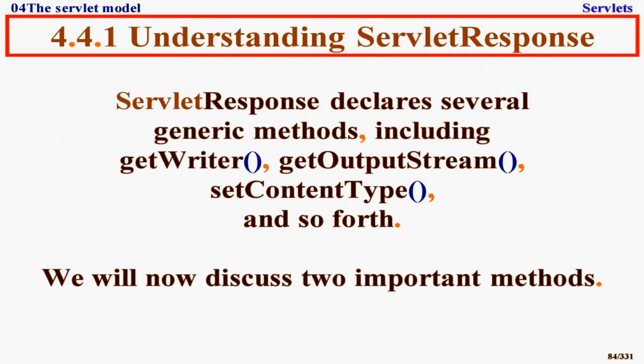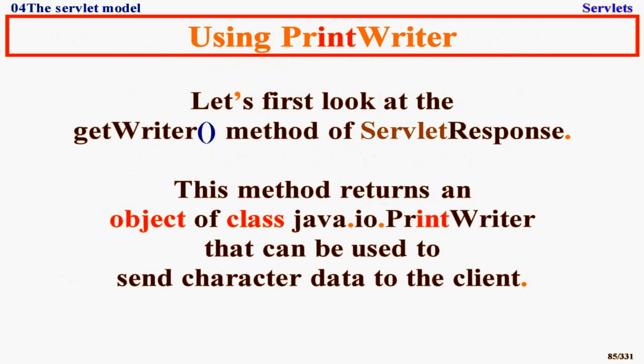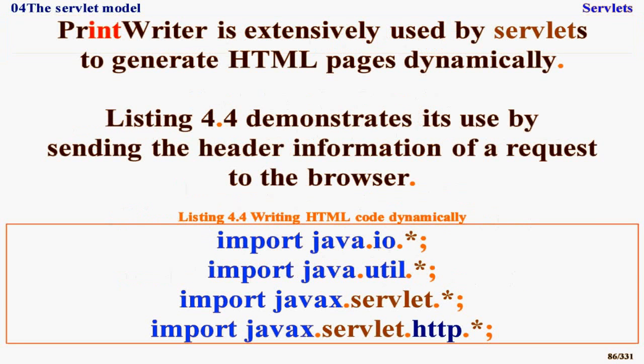4.1. Understanding ServletResponse. ServletResponse declares several generic methods, including getWriter, getOutputStream, setContentType, and so forth. We will now discuss two important methods. Using PrintWriter. Let's first look at the getWriter method of ServletResponse. This method returns an object of class java.io.PrintWriter that can be used to send character data to the client. PrintWriter is extensively used by servlets to generate HTML pages dynamically. Listing 4.4 demonstrates its use by sending the header information of a request to the browser.